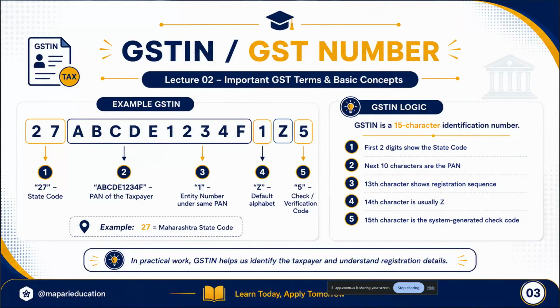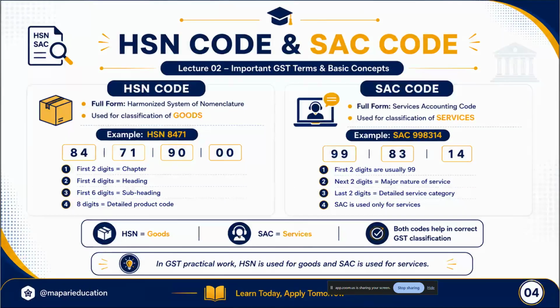Then the next 10 digits will be the PAN card number of the individual, or if there is a company, the company's PAN card number. After that, the 13th digit is the number of registrations taken on the basis of this PAN number. On the basis of this PAN number, how many registrations are taken. And then after this is the check digit. Got it, everyone? Let's move on to the HSN code and SAC code.